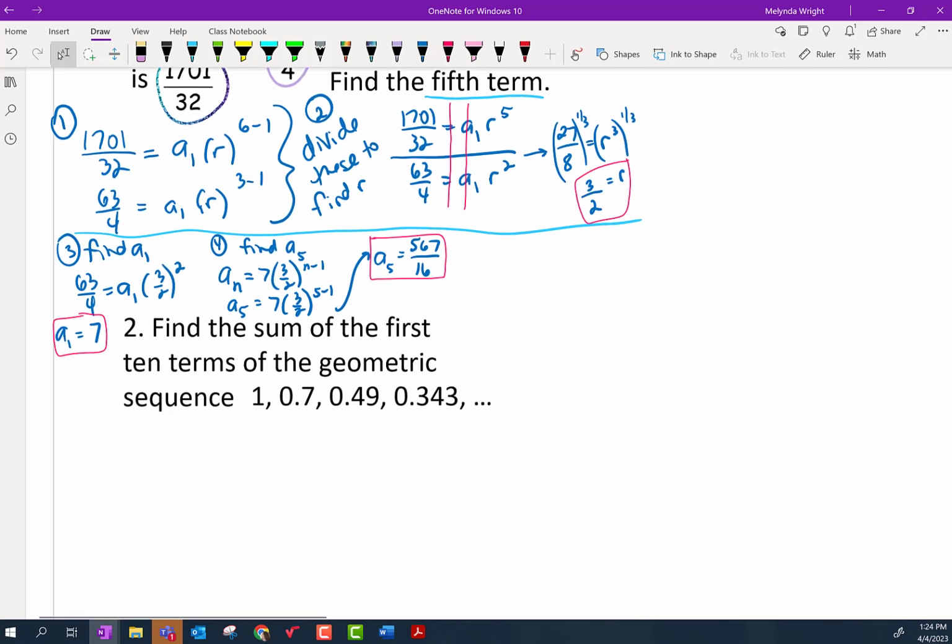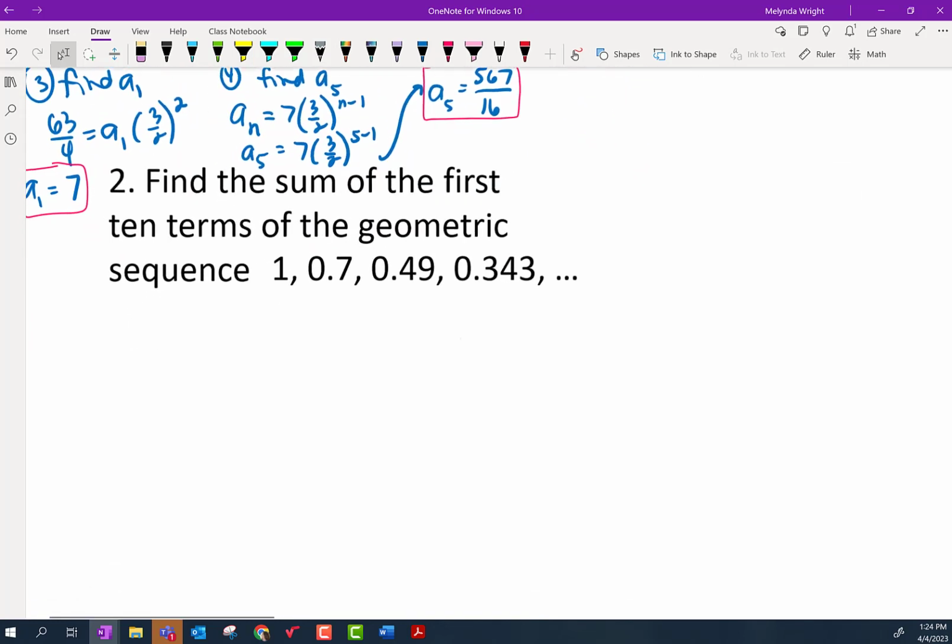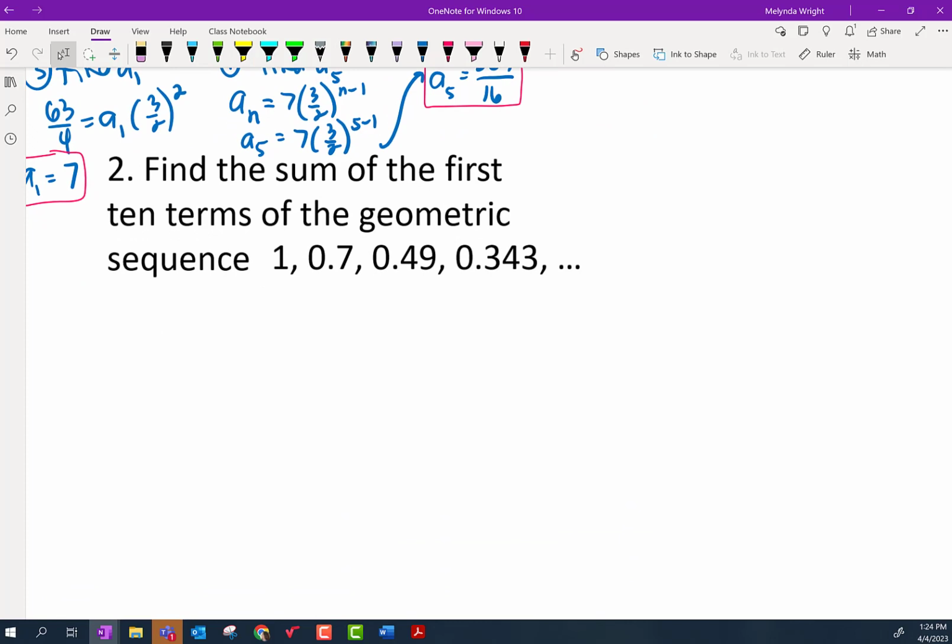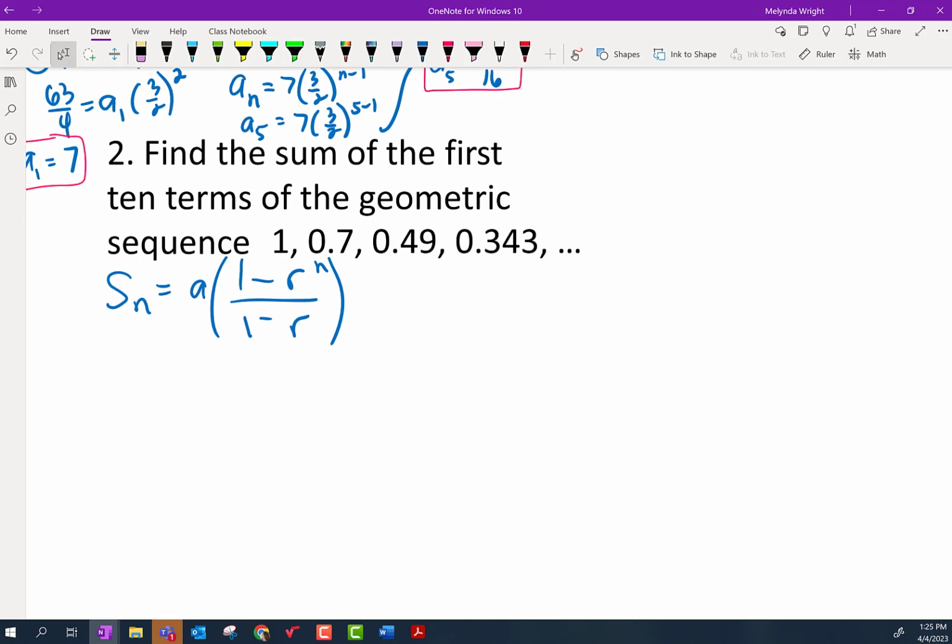All right, number 2, they want us to find the sum of the first 10 terms. So that means we're going to use our partial sum formula, which let's write that up there. That was S sub n equals A times 1 minus r to the n over 1 minus r. That is the formula we're going to use to find a sum of a particular number of terms in the sequence.